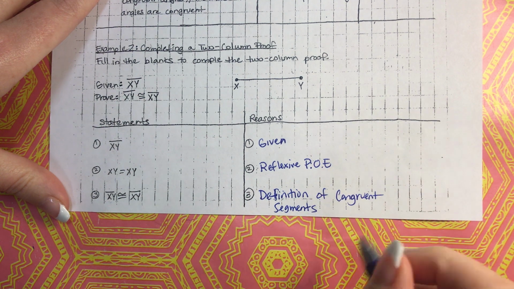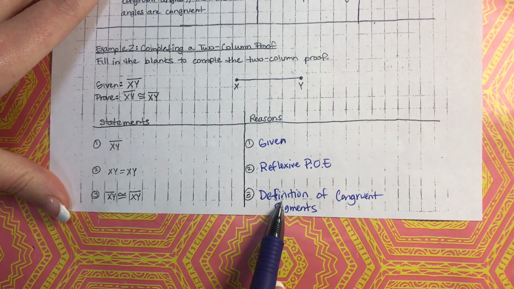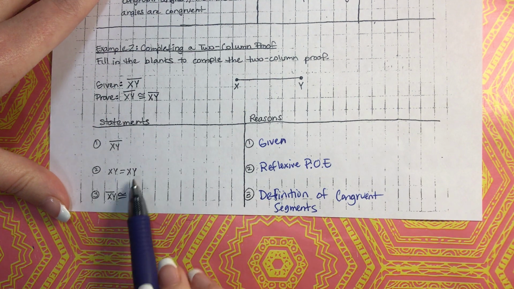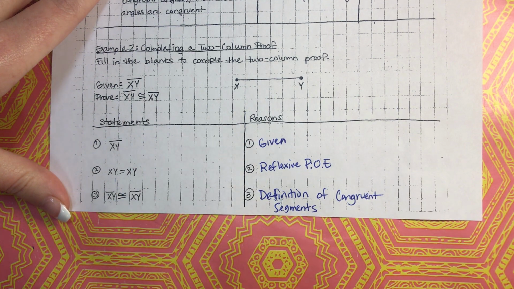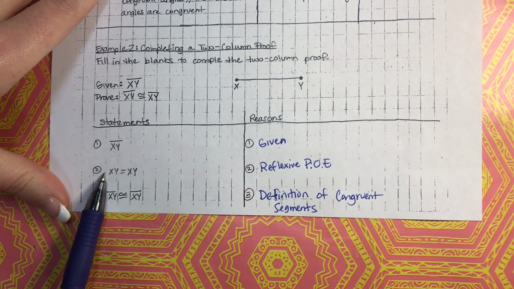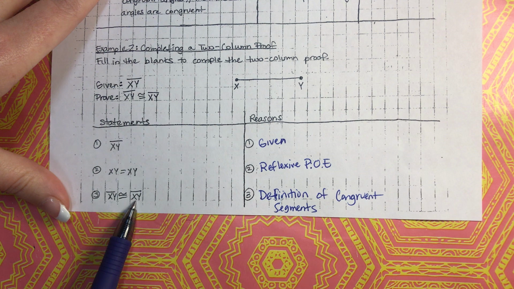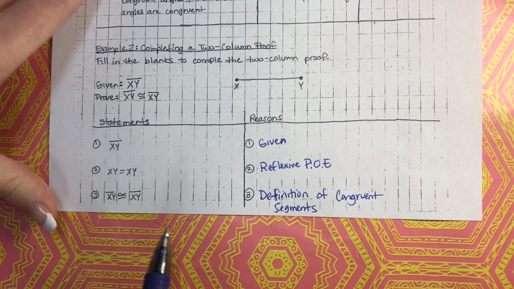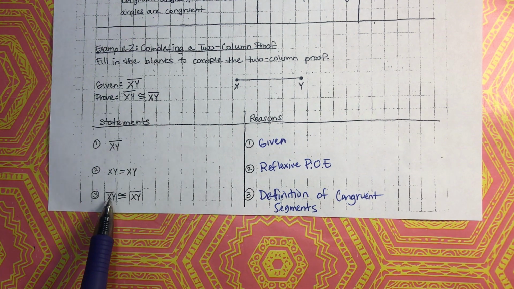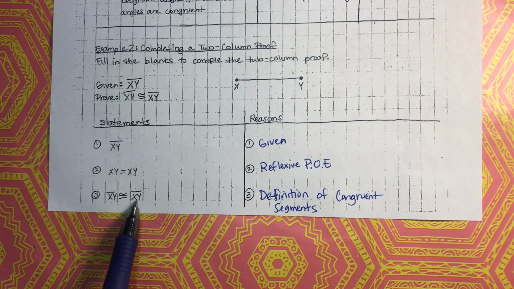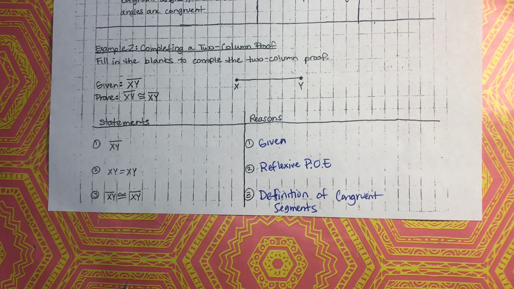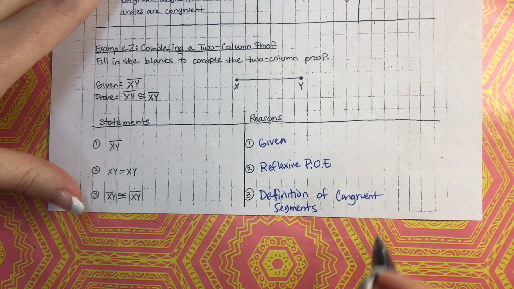And the definition of congruent segments. Remember, definition is a biconditional statement, which means the converse and the conditional are true. So it would basically say, if XY equals XY, then line segment XY is congruent to line segment XY. Or you could do the converse. If line segment XY is congruent to line segment XY, then XY is equal to XY. So both of those are true.